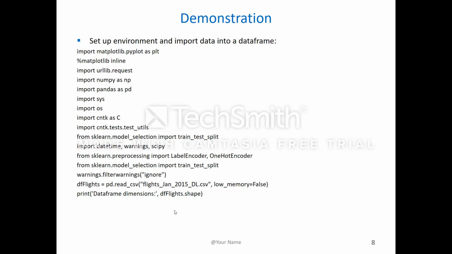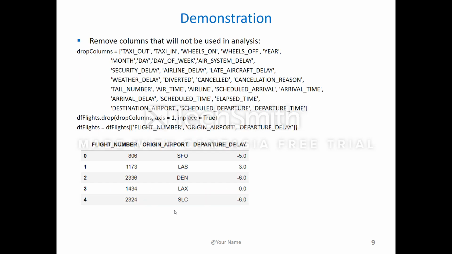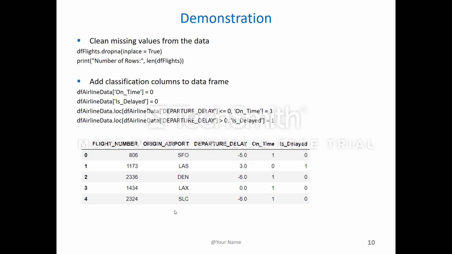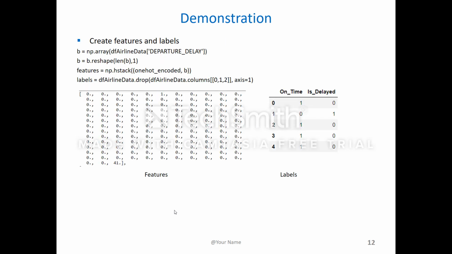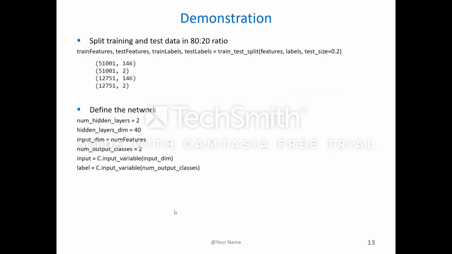In Python I had to set up the environment, load the data, trim it down to the columns that I wanted, split the data into features and labels. Declare or define my network with the number of layers and the number of nodes per layer. Also set the learning rate and the batch size. Then I split the data into an 80-20 ratio.